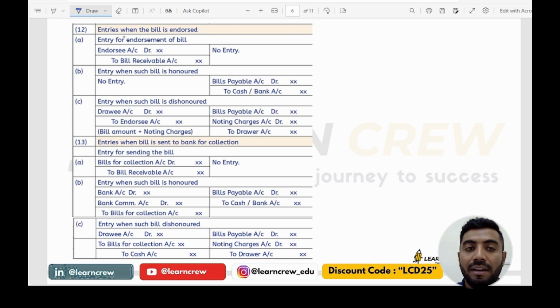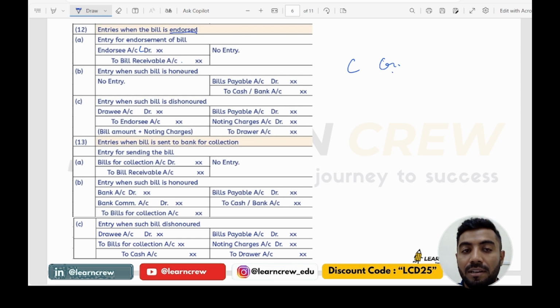Entries when the bill is endorsed. Like I mentioned, when it is endorsed, it is transferred to some other person. Whoever you have to pay, initially his account will be credited. A vendor's account usually will have a credit balance, for example C. So when you're paying him off, his account should be debited. Say the endorsee is C: debit his account and credit bills receivable account.